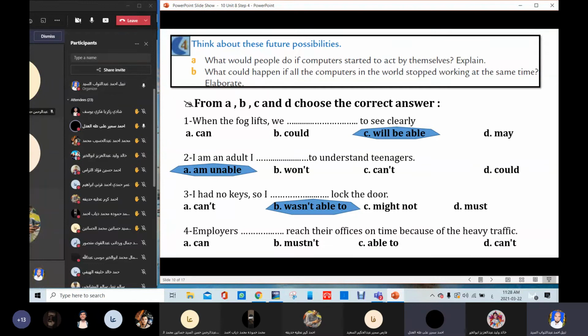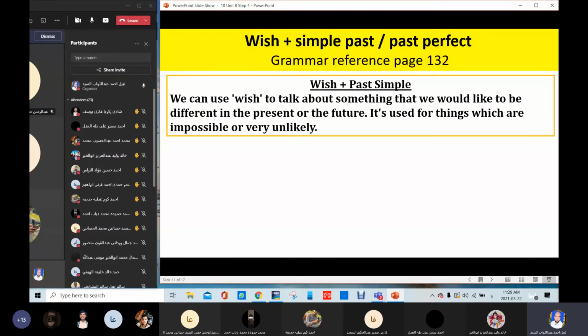Ahmed Samir. Employers can't reach their offices on time because of the heavy traffic. So we use the negative here. We don't use "able to" because you should have was, were, is, or are, and mustn't is not right here, because this is not an obligation. Can is positive, so the right answer is can't. Employers can't reach their offices on time because of the heavy traffic. Very good.